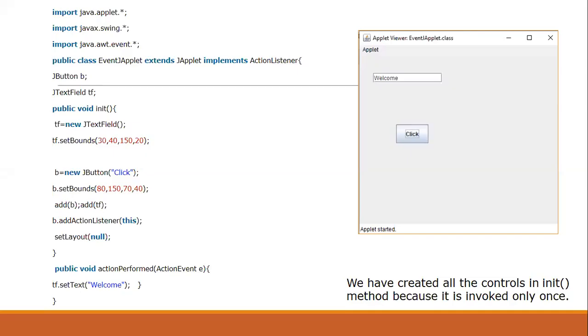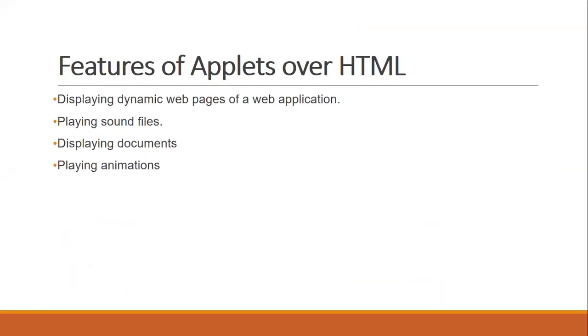So that is all for the applet. You can try adding other elements to the applet as well. The features of applets over HTML are: applets are used for displaying dynamic web pages of a web application, as we can do the event handling that we have seen right now with the help of applets. They are used for playing sound files, displaying documents, as well as playing animations. Nowadays it is possible with the help of dynamic HTML as well.